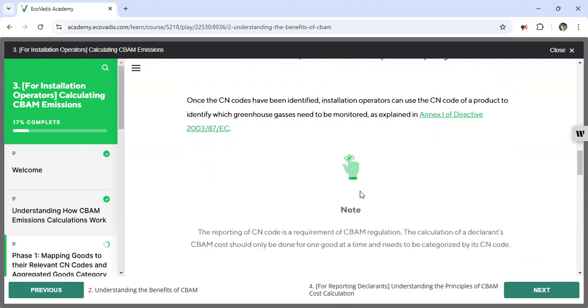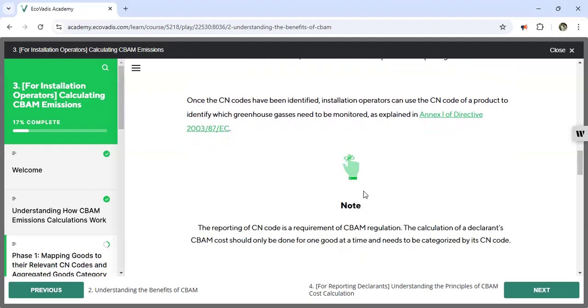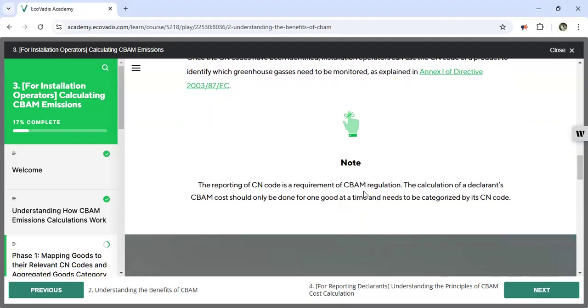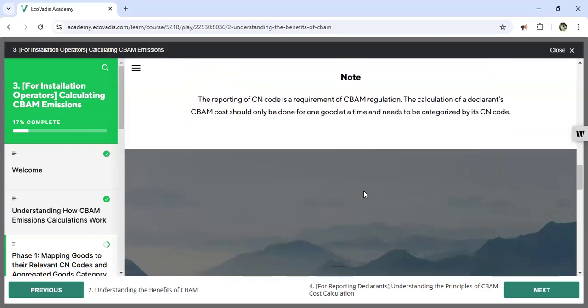Once the CN codes have been identified, installation operators can use the CN code of a product to identify which greenhouse gases need to be monitored, as explained in Annex I of Directive 2003/87/EC. Note: the reporting of the CN code is a requirement of the CBAM regulation. The calculation of a declarant's CBAM cost should only be done for one good at a time and needs to be categorized by its CN code.